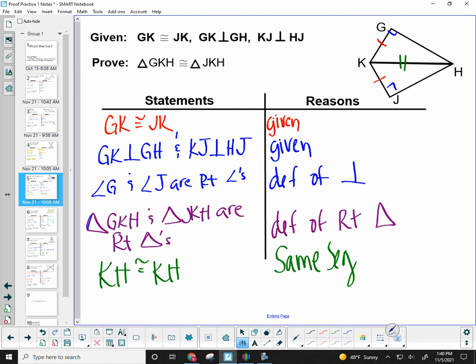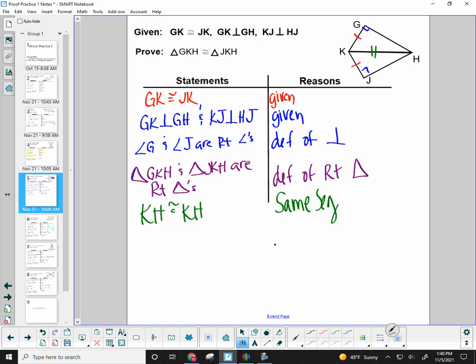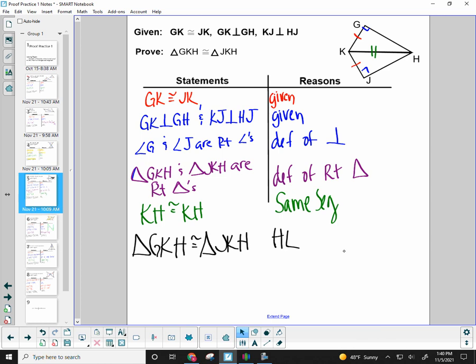All right, so now, do we have all the requirements for hypotenuse leg? We have two congruency statements. Did we say we have a right triangle? So you still need three parts. They're just not all congruency parts for a hypotenuse leg. Okay, so now we do. So now we can say that triangle GKH is congruent to triangle JKH because of hypotenuse leg, HL.